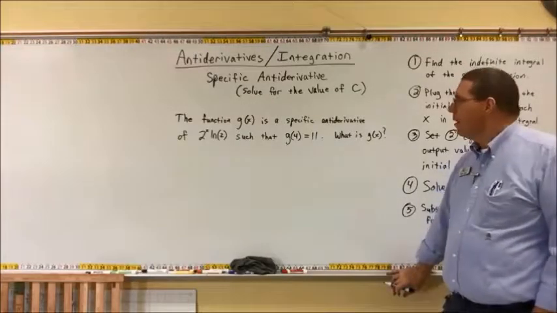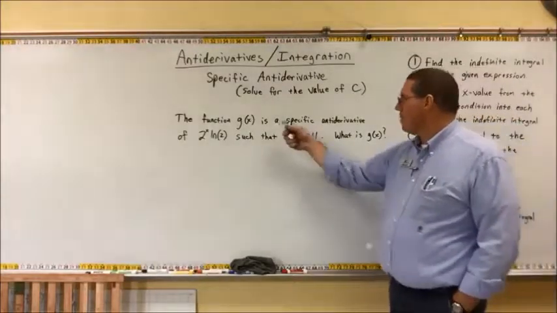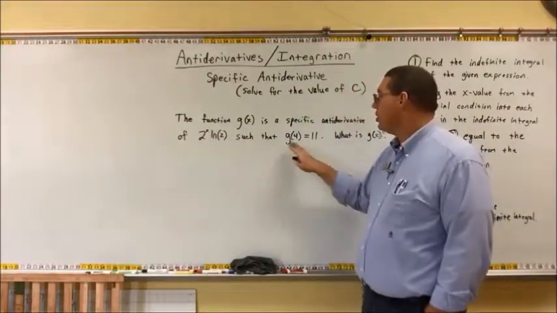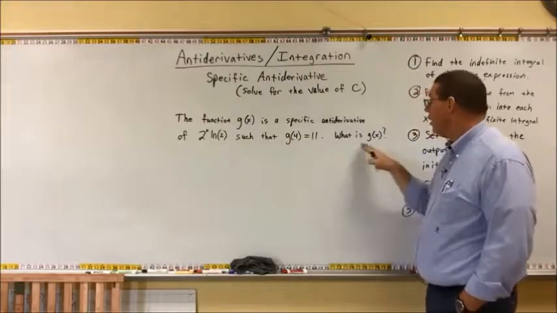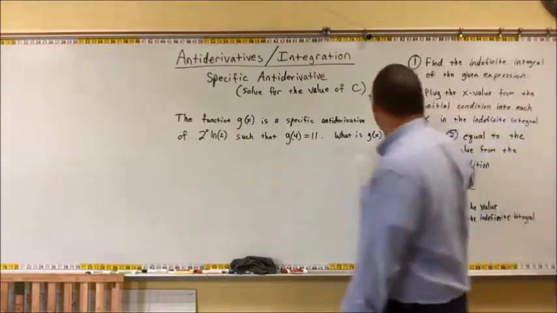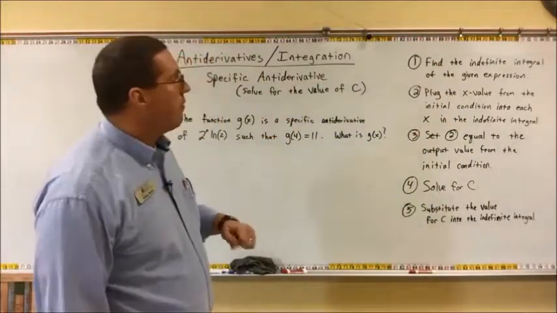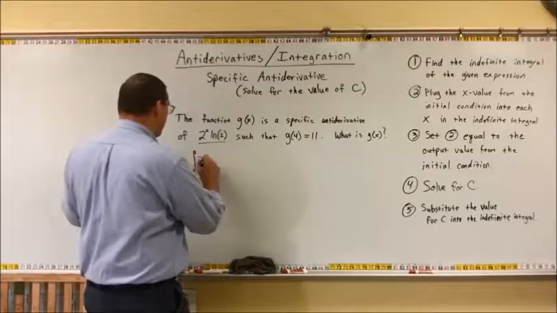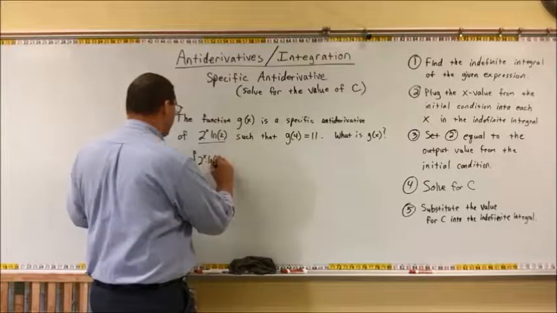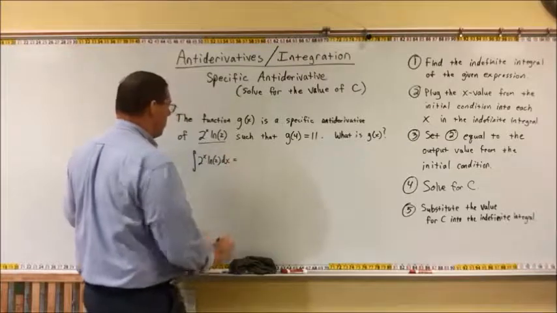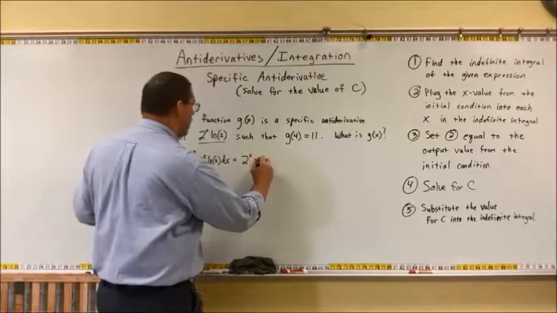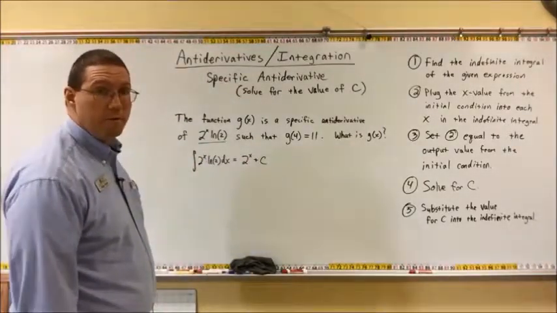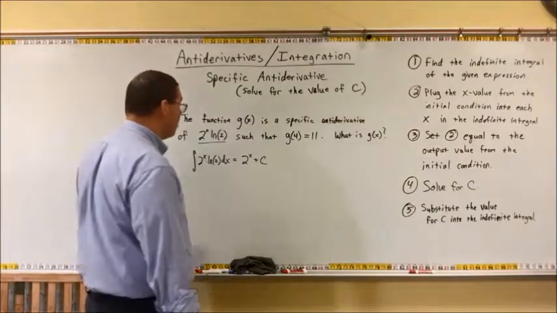All right, here's one for you. It says the function g of x is a specific antiderivative of 2 to the x power times the natural log of 2, such that g of 4 is equal to 11. What is g of x? All right, well, let's follow our procedure. Step 1, find the indefinite integral of the given expression. The indefinite integral of 2 to the x times the natural log of 2 is 2 to the x power plus c. That's the antiderivative, by one of our rules, the derivative rule of exponential expressions.